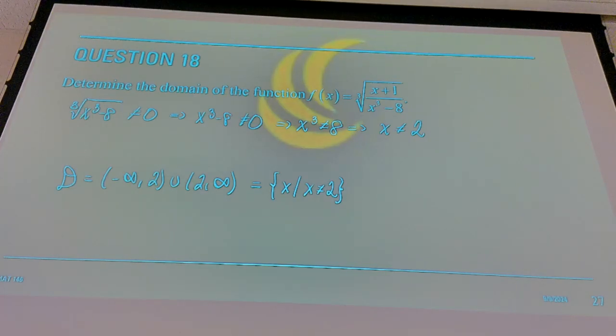Determining domain may seem weird at first, a little difficult at first. Just get the hang of it, it's fairly straightforward. It's not too terrible. It's just remembering what restrictions you have. So remember, denominator cannot be 0. You can't take an even index radical of a negative number.